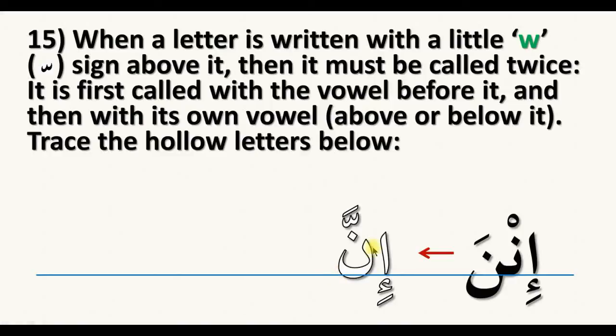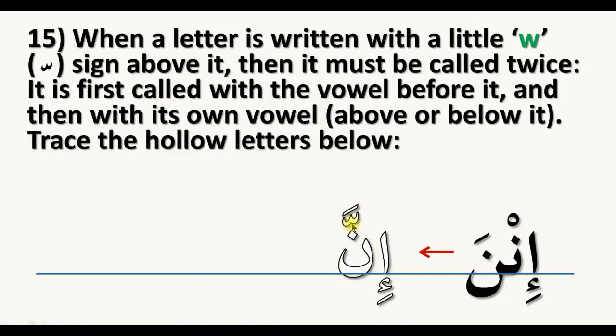So here you have one N with this little W sign above it. This W sign tells you that the N must be called twice. First with the vowel before it, and then with its own vowel. So to spell and pronounce this word here, we say A-I-N, in, and inna, inna.